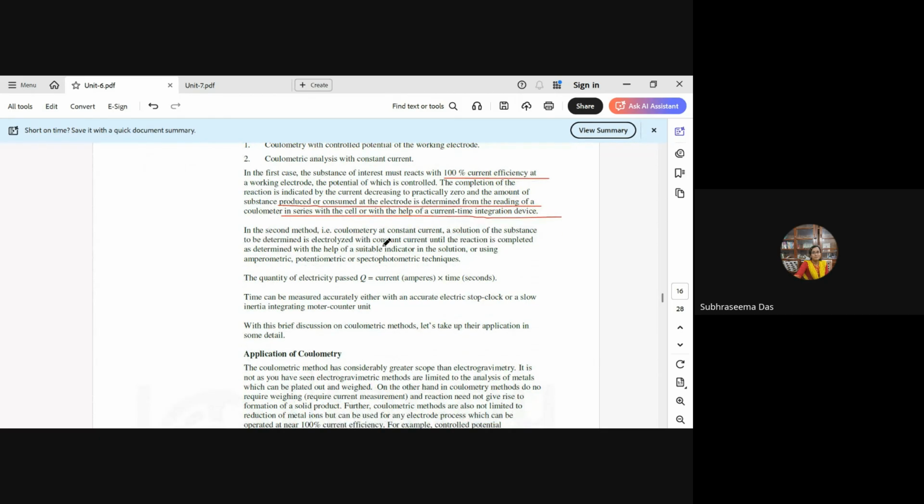In the second method, amperostatic coulometry, where the current remains constant, a solution of the substance to be determined is electrolyzed with constant current until the reaction is completed, as determined with the help of a suitable indicator in the solution, or by using amperometric, potentiometric or spectrometric techniques. We know that Q = I × t. The time can be measured accurately by using a stopwatch or a low-inertia integrating motor unit.